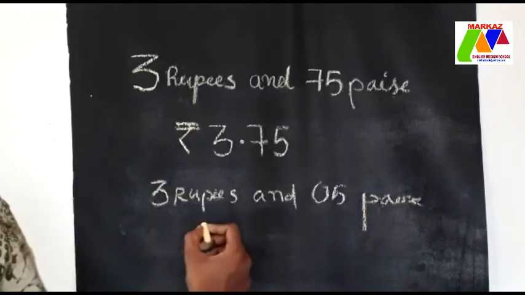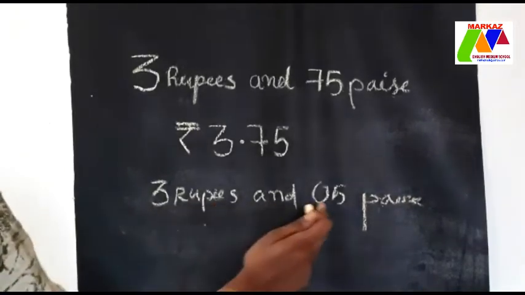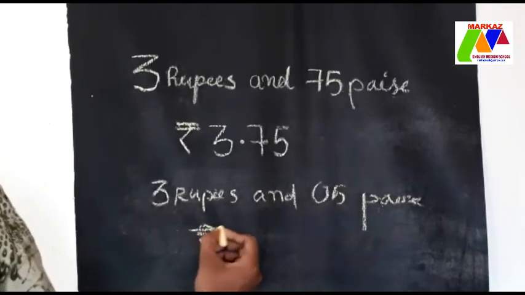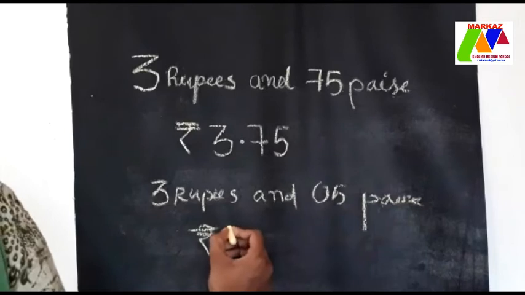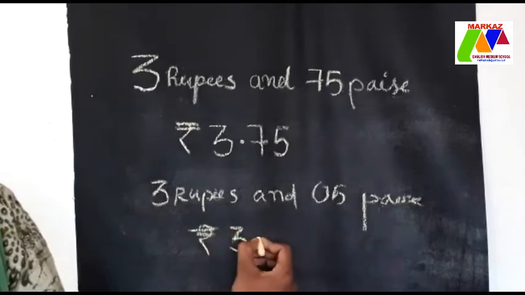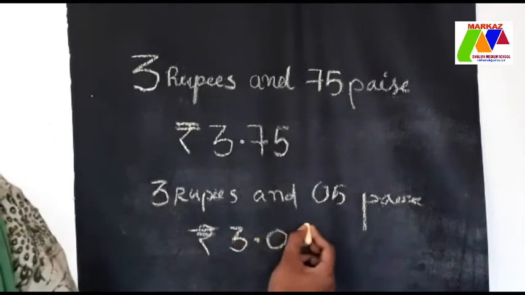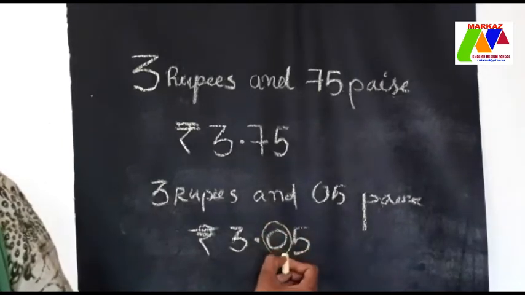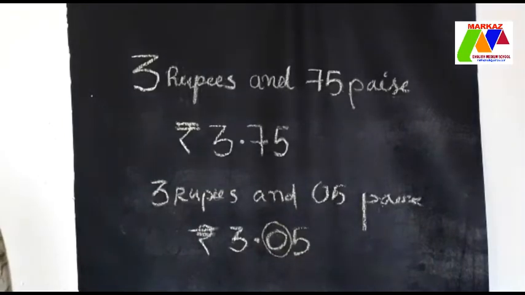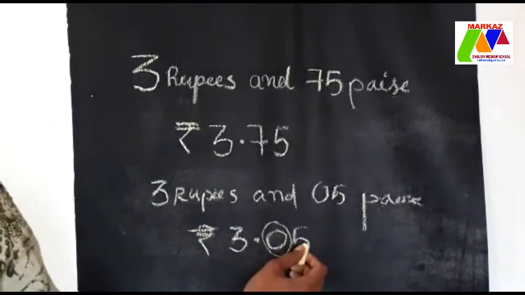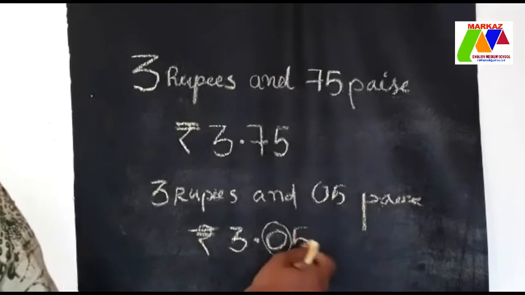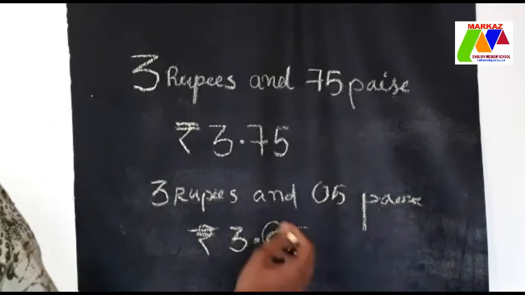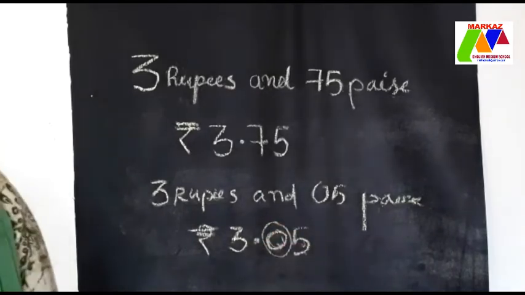Here students, 3 rupees and 05 paise. So how should it be written in figures? First we have to add the symbol, then the 3, then the point, then 05. Now you might be thinking, why here a 0? Okay. Because the paise is less than 10. That's why we are adding a 0 after the point. Okay.